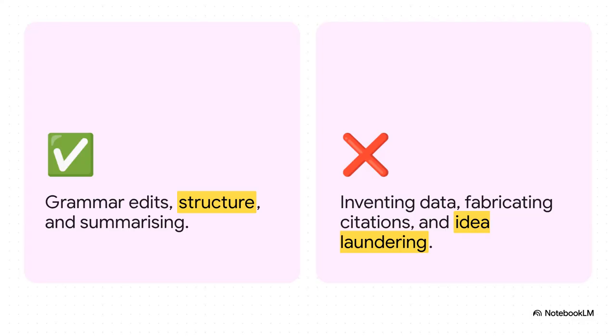So where do we draw the line? This neatly lays out the operational boundaries. Using AI for grammar edits, improving your clarity, or structuring your own material, that is generally acceptable. It's like having a digital proofreader. Conversely, inventing data, fabricating citations, or using an AI summary as your own original thinking, which is known as idea laundering, those are strict violations. The fundamental question you always need to ask yourself is, am I using this tool to polish my own work, or am I asking it to invent content I haven't actually created?